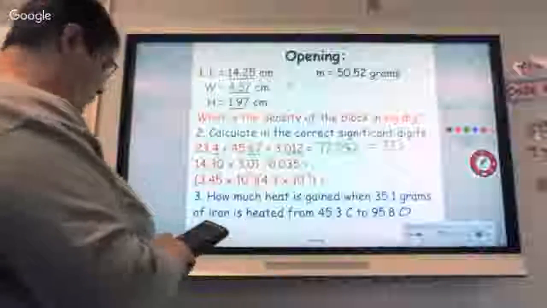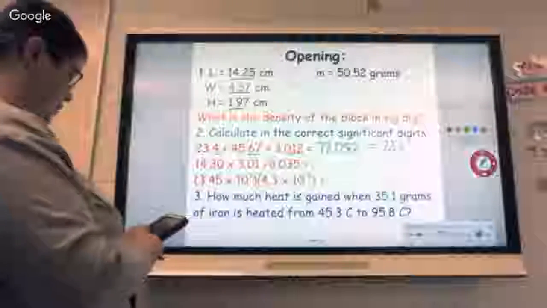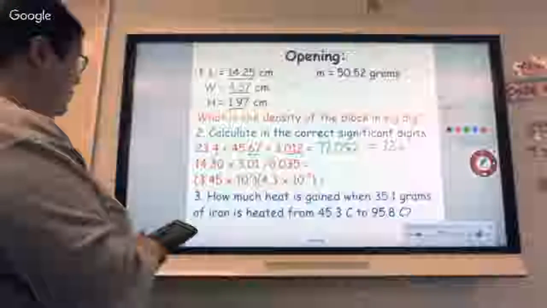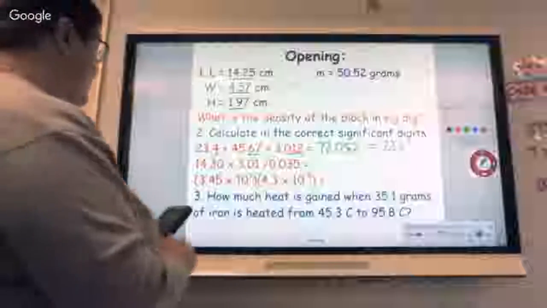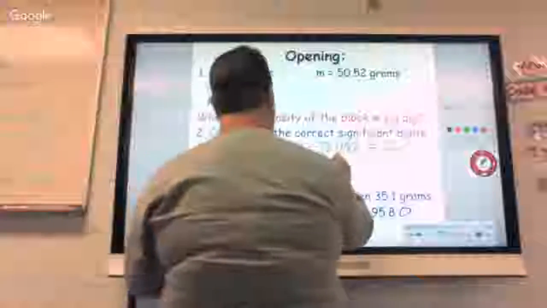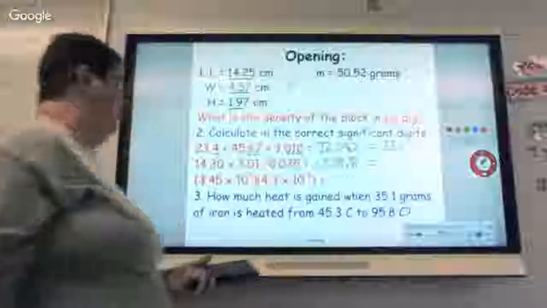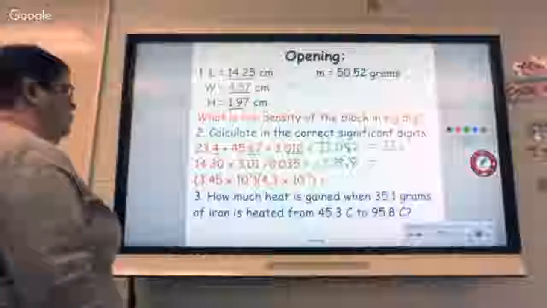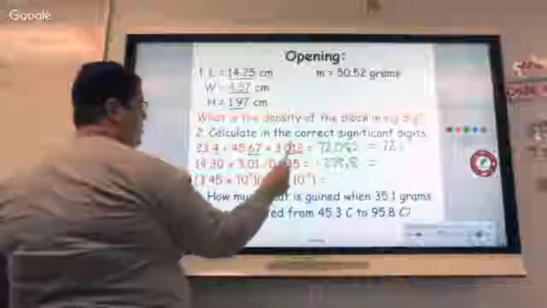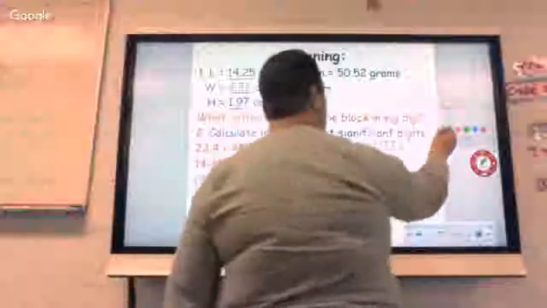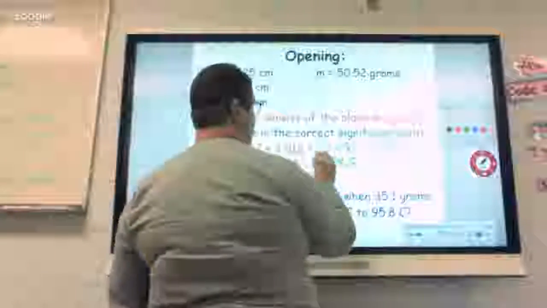Question 2, 14.30 times 3.01 divided by 0.035. I get 1,229.8. This time I'm rounding using the significant digit rule. So I have 4, 3, and 2. So I need how many of my answer? 2. So I only want these, right?